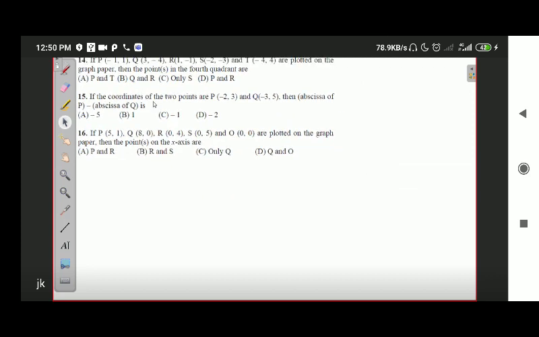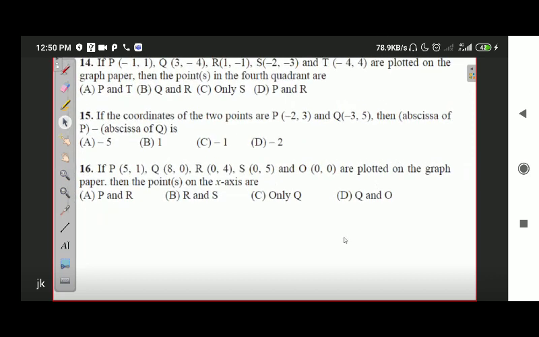Next, question number 14. If P(-1, -1), Q(3, -4), R(1, -1), S and T, these 5 points given to you are plotted on the graph paper, then you have to determine the points on the fourth quadrant. So which of the points will be on the fourth quadrant? Whose x is positive and y is negative? X is positive, y is negative: Q. X is positive, y is negative: R, and that's it. So Q and R. B is the correct option. Okay, 15th.